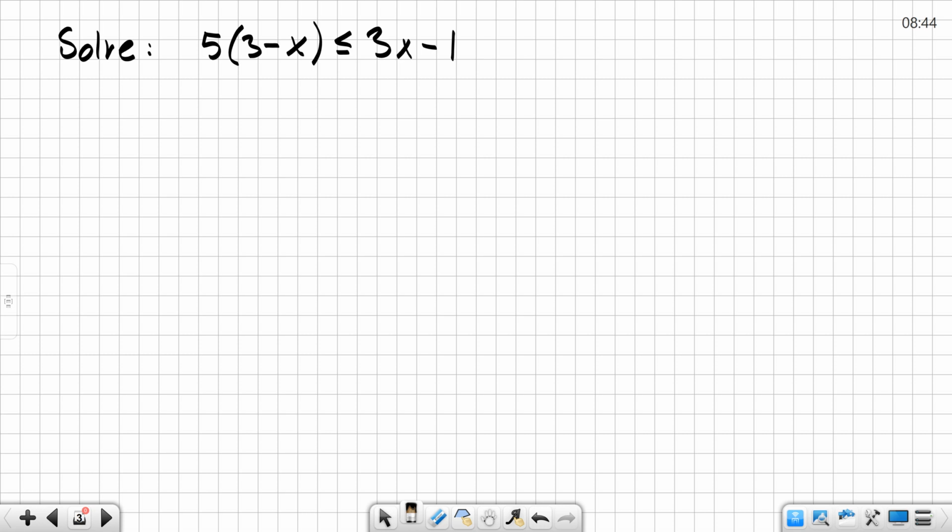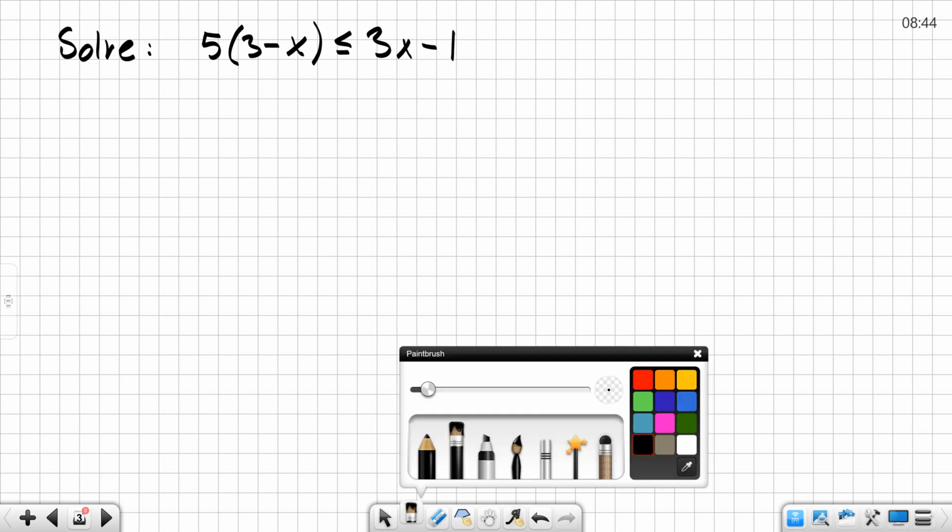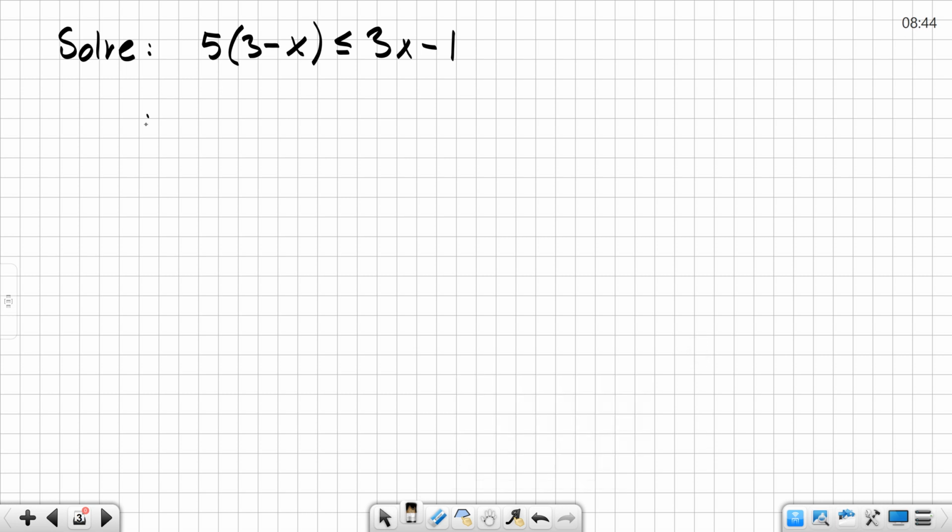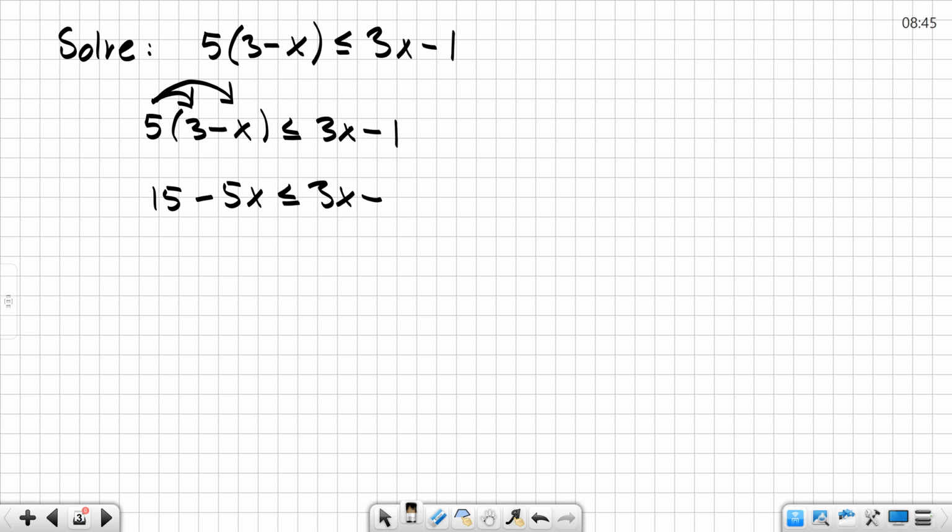5 multiplied by 3 minus x is supposed to be less than or equal to 3x minus 1. So first, simplify. The first thing I have to do when I write down my problem is simplify the left side, and that means I need to use my distributive property and open up the parentheses. 5 times 3 gives us 15. 5 times a negative x is a negative 5x. This is the end of step 1.